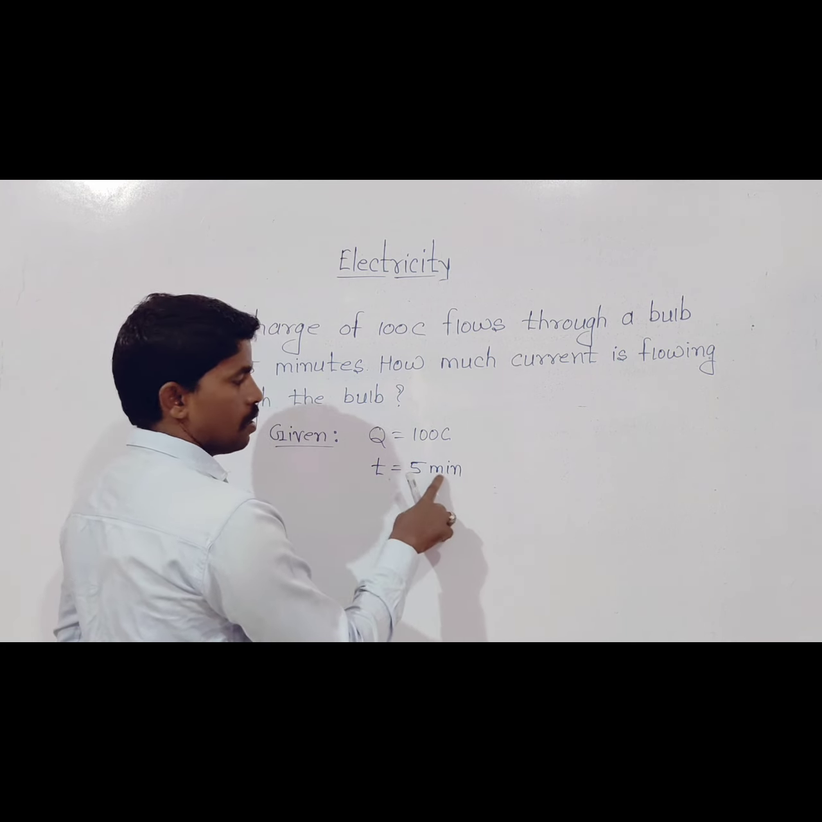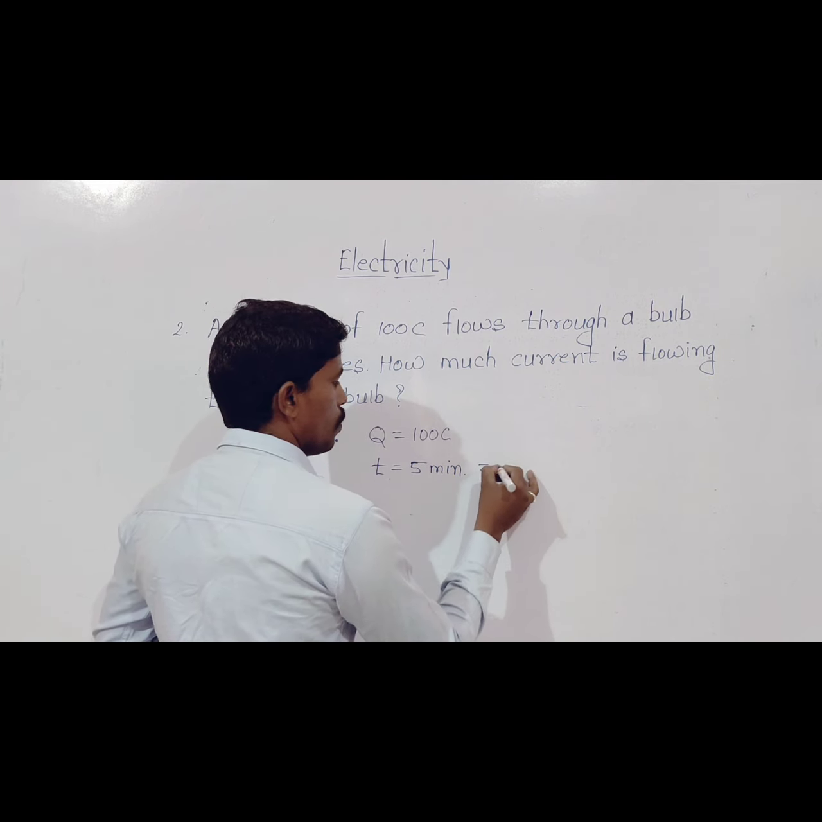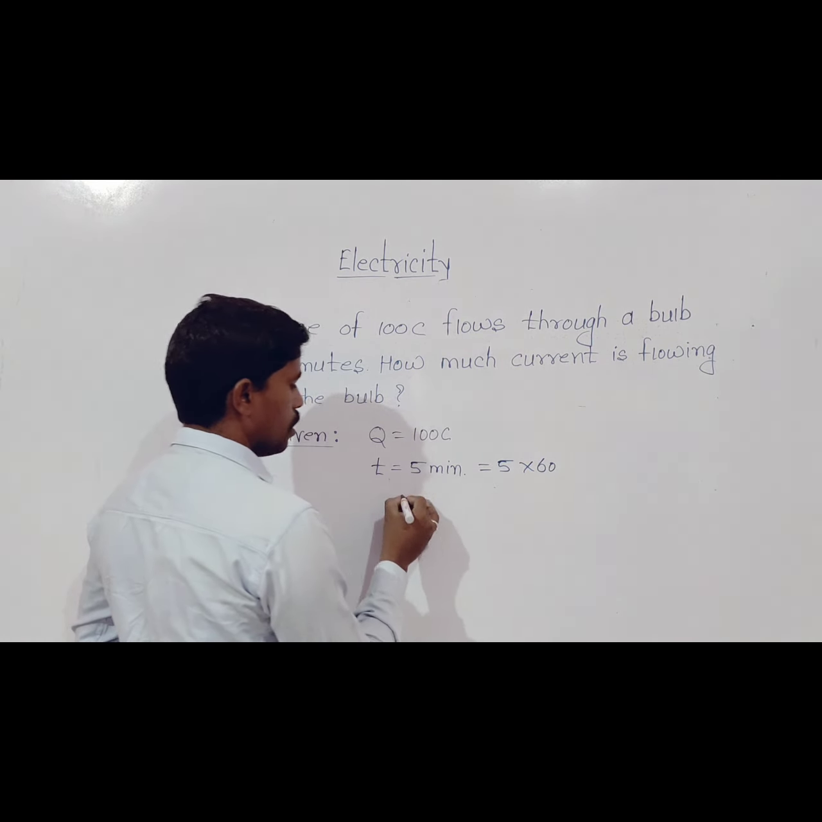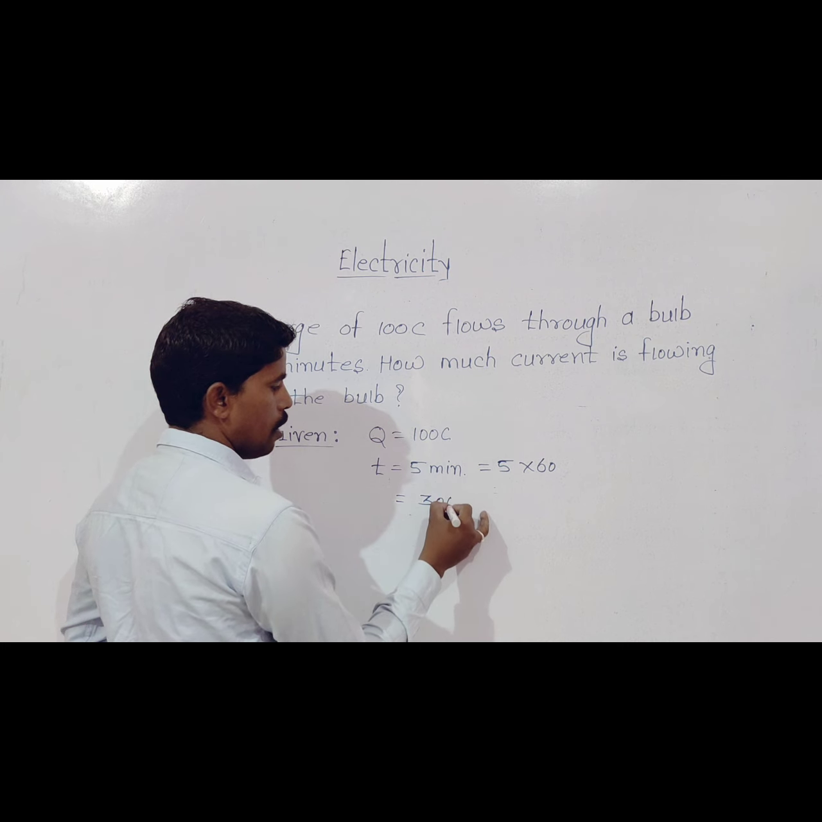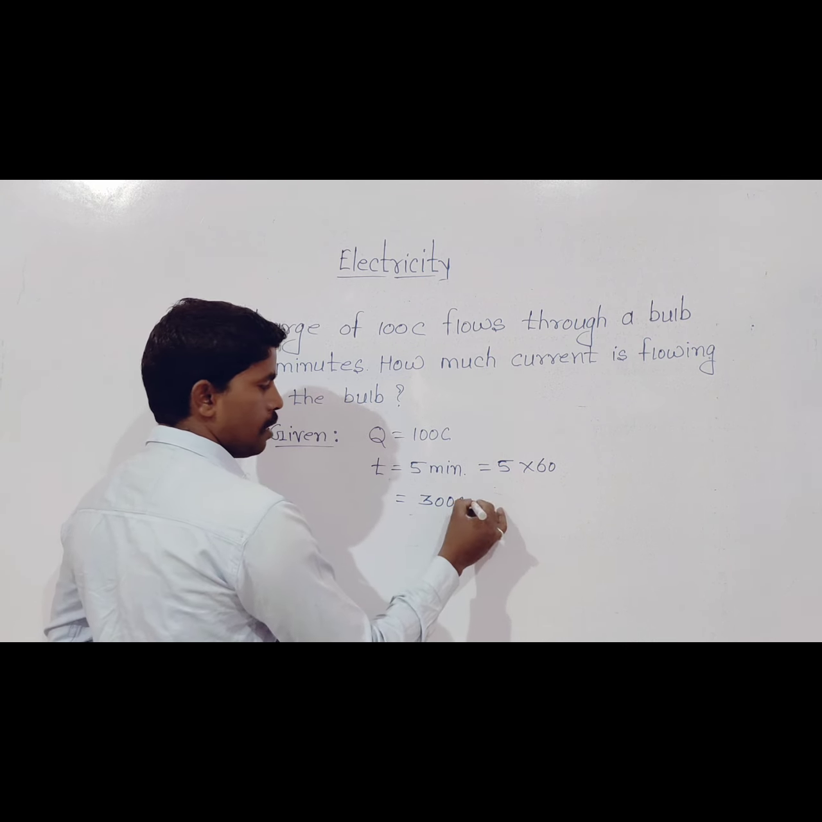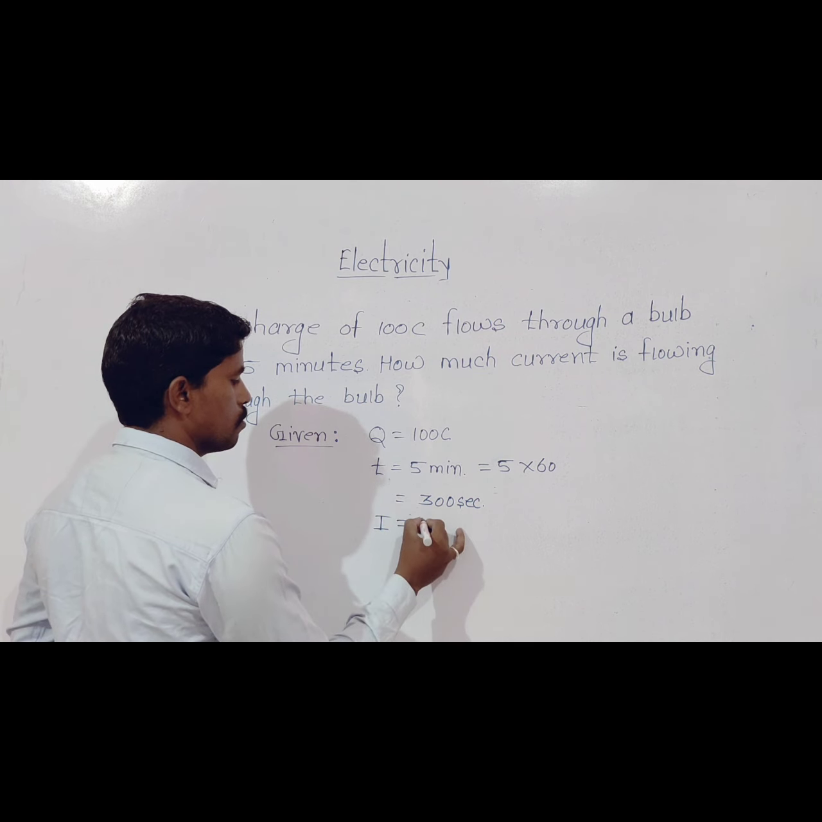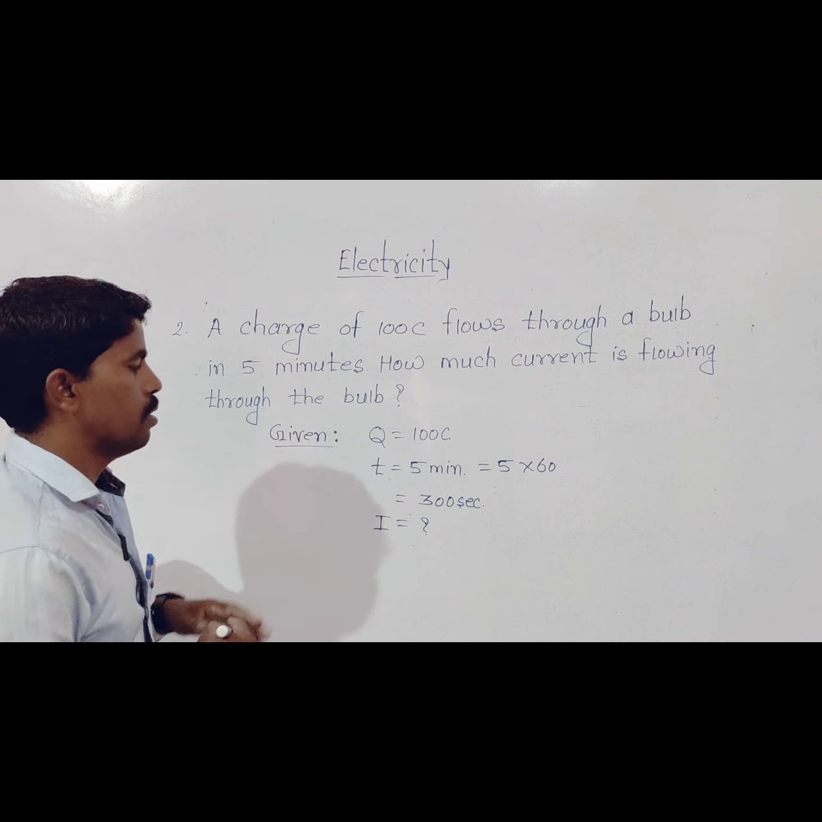We should convert this minute into seconds. Therefore, we get 5 into 60 seconds, that is equal to 300 seconds. Time is 300 seconds. So what is the current? How much current is flowing through the bulb?